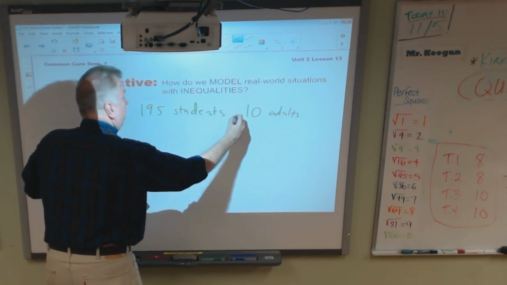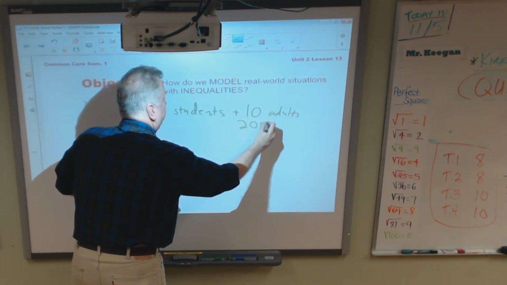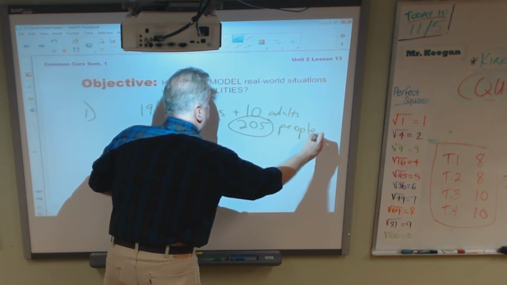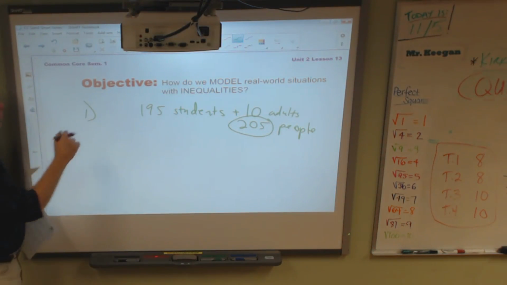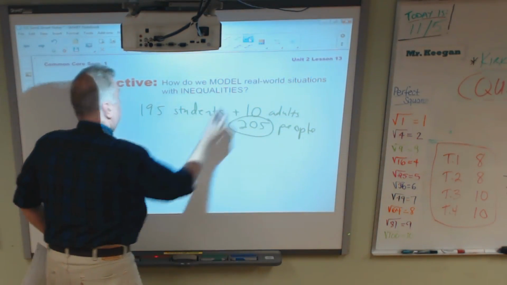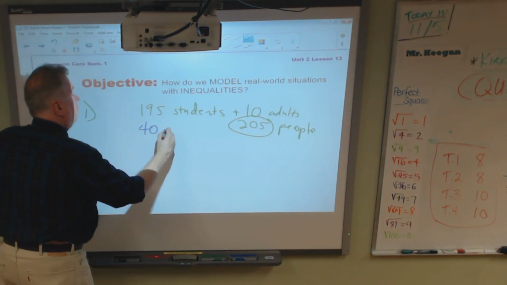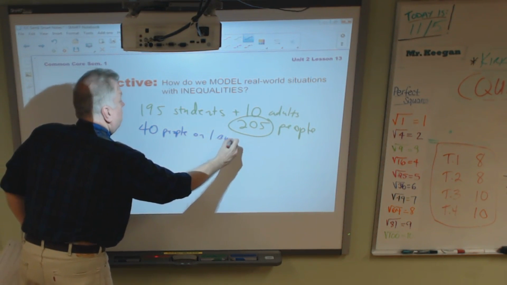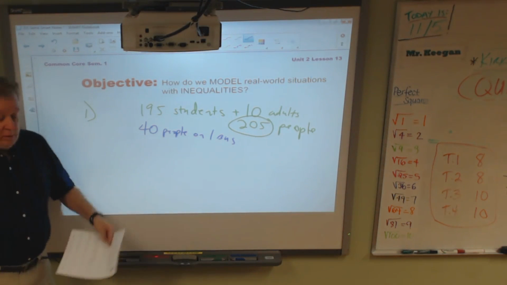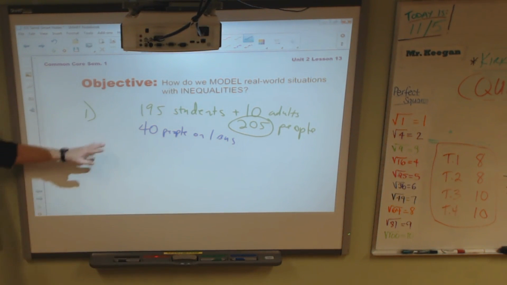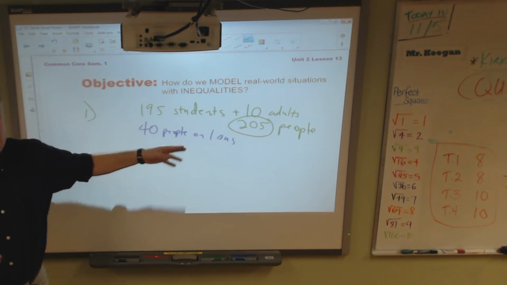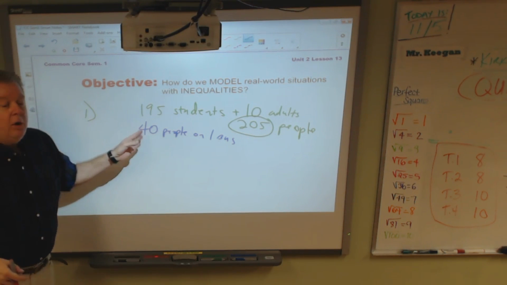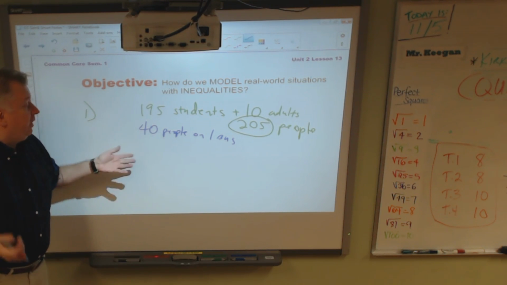Good. So you add them and you get 205 people need to fit on the buses, right? How many people can fit on one bus? 40. Right? So we just basically need to figure out how many buses will be enough to get all these people. We're going to first do guess and check. Somebody just guess a number.